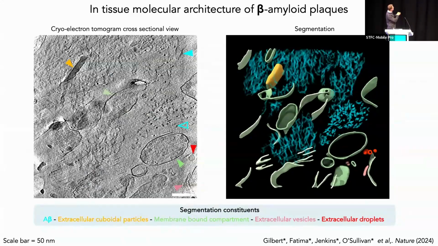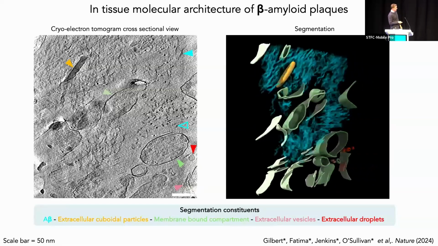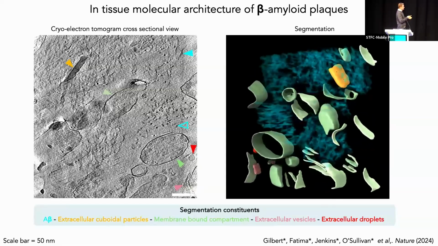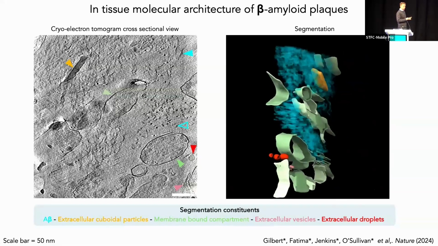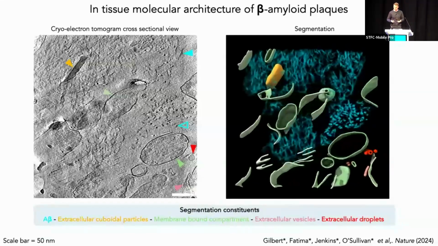We can also see faint filaments running in the top left and in the middle. And then interspersed amongst this, we've got non-amyloid constituents. We've got extracellular cuboidal particles, membrane-bound compartments, extracellular vesicles, and droplets. And I think what's really interesting about this is if we look at the segmentation on the right-hand side, the A-beta fibrils are highly branched. So it suggests that there's a growth mechanism occurring by secondary nucleation.